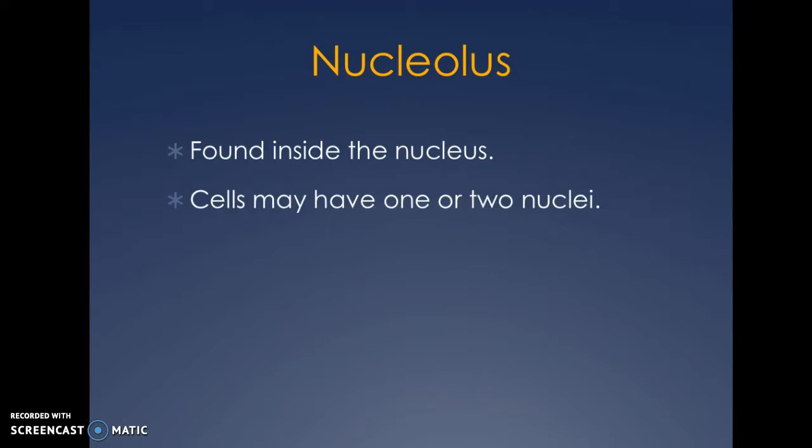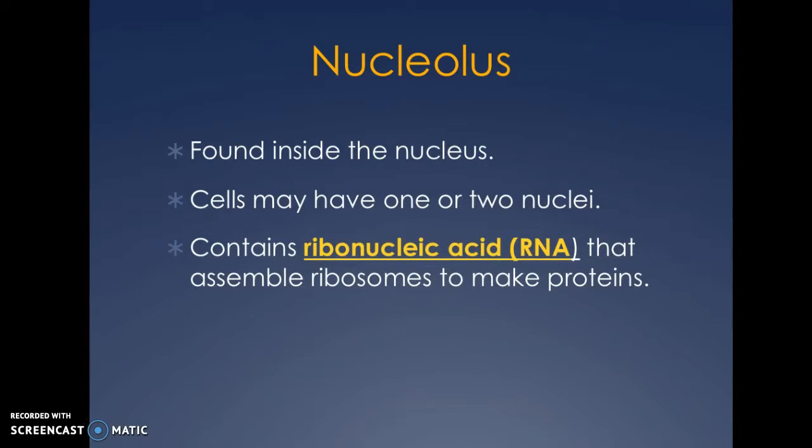The nucleolus is found inside the nucleus. Cells may have one or two nucleoli, which contain ribonucleic acid, more commonly known as just RNA, that assemble ribosomes to make proteins. So inside the nucleolus is the place where specific instructions are produced for the cell to carry out.